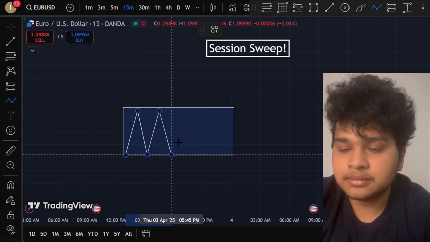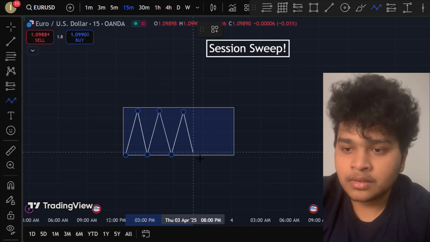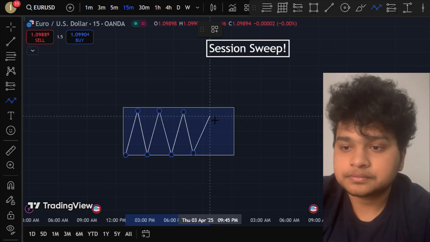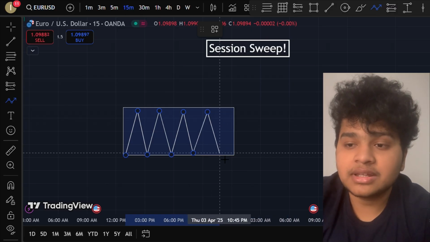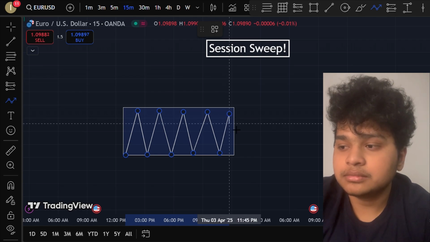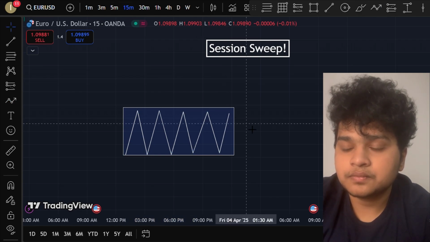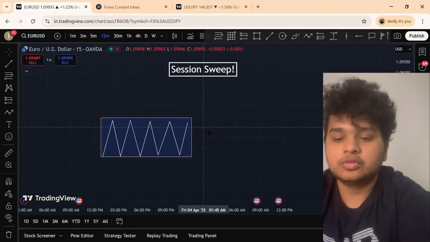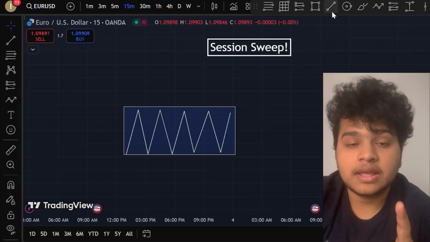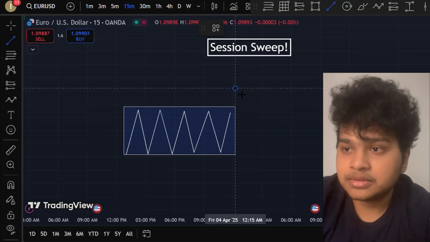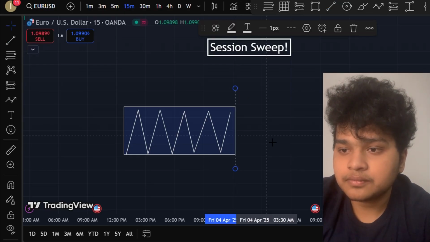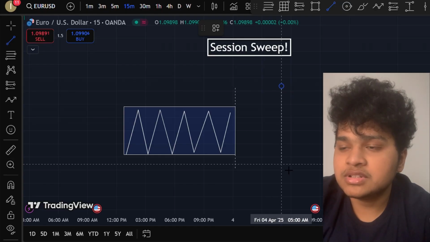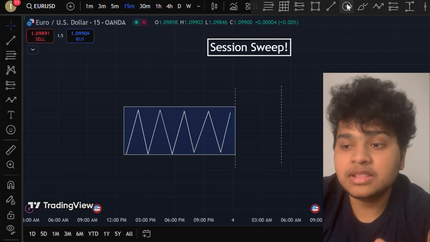Price ranges in it like this. In the AMD model we call it accumulation. I'll be teaching the AMD model as well, so don't worry. Okay, so price consolidated in the Asian session, and you might be knowing that there's a gap. So there is a gap between the closing of the Asian session and the opening of the London session.